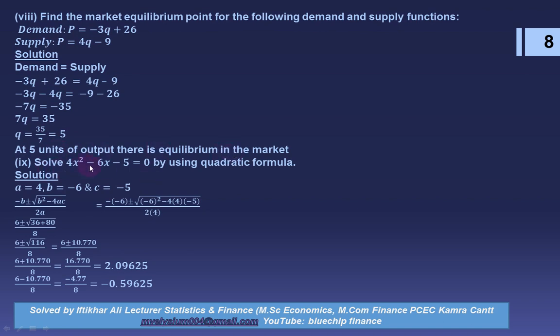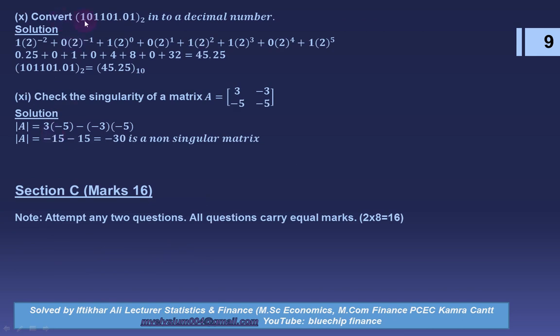Solve 4x squared minus 6x minus 5 equals 0 by using the quadratic formula. It is the fit form for the quadratic formula. So a will become 4, b will become minus 6, and c will become minus 5. After putting the values into the quadratic formula, there are 2 values: x equals 2.09625 and x equals minus 0.59625.